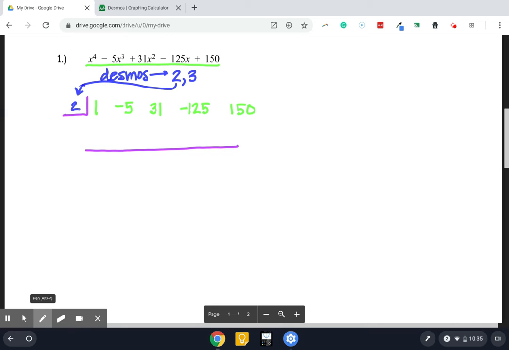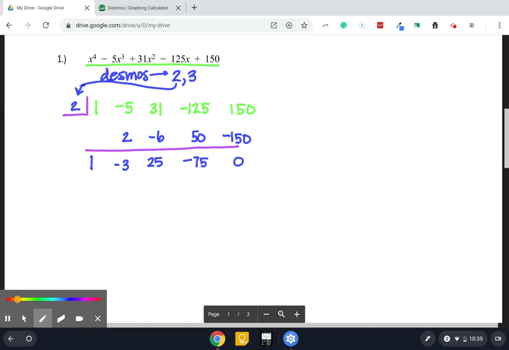So I'm going to bring down the 1, box times bottom, bring it up, add going down, box times bottom, bring it up, add going down, box times bottom, bring it up, add going down, box times bottom, bring it up, add going down, and I get 0. And remember, getting 0 is good news because that means that our number that we tried is a solution. So one of my solutions is 2.